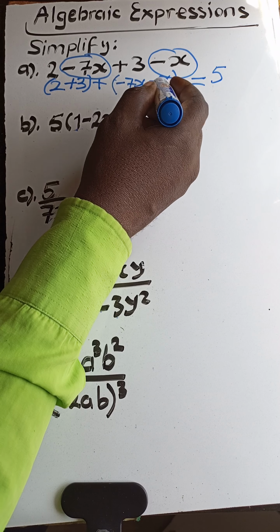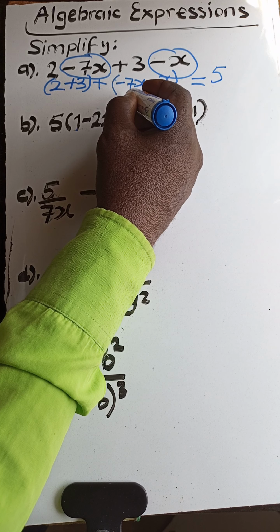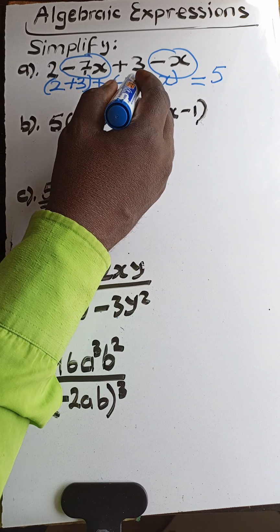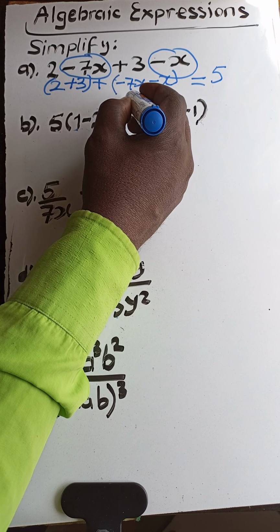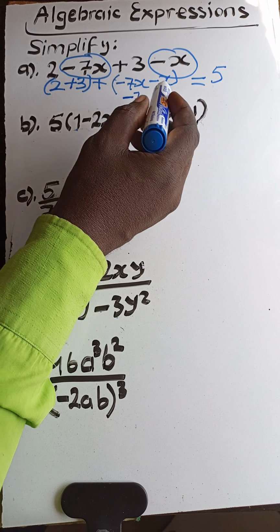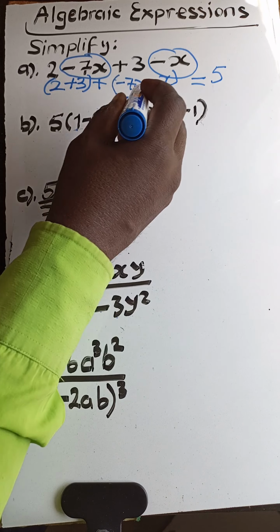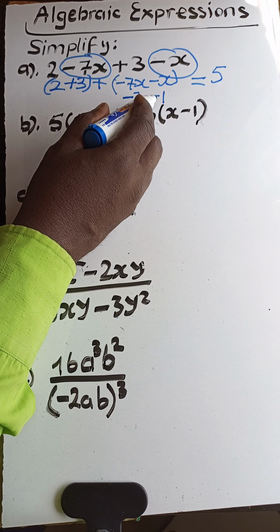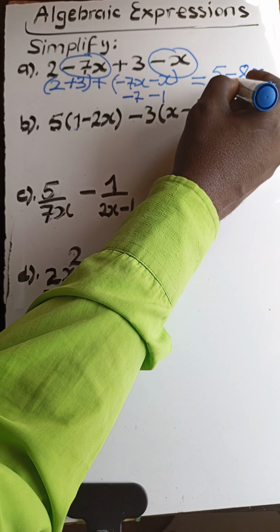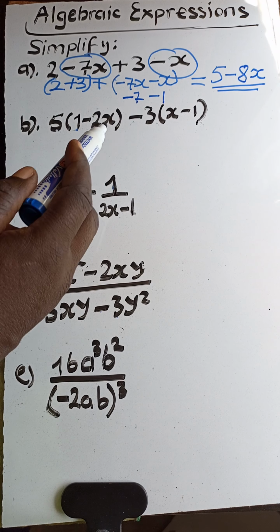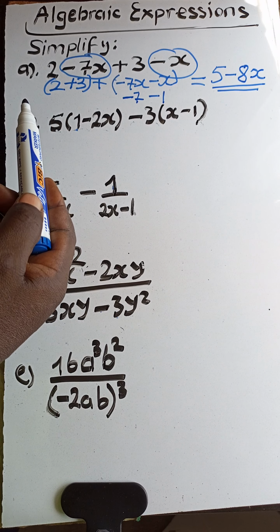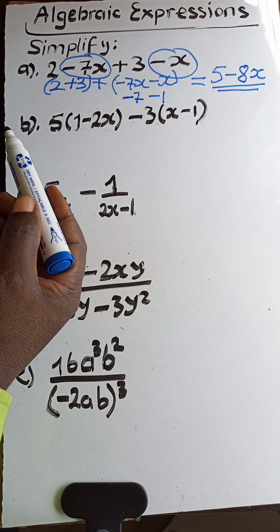In order to get this result, we work with the respective coefficients. The coefficient is the number attached to the variable. The number attached to this variable x here is negative 7. And the number attached to this negative x is negative 1. And so negative 7 minus 1 is going to give us negative 8. And then we associate the x. So this long expression here in its simplest form is 5 minus 8x.